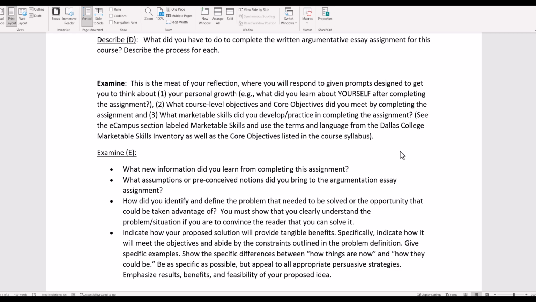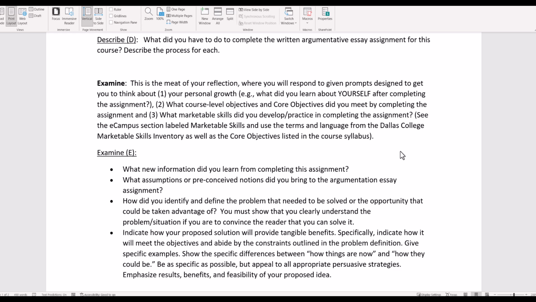Here's where you're going to use the documents, the marketable skills, and your course objectives that are listed in the course syllabus. What new information did you learn from completing this assignment? What assumptions or preconceived notions did you bring to the argumentation essay assignment? How did you identify and define the problem that needed to be solved or the opportunity that could be taken advantage of? You must show that you clearly understand the problem situation if you're to convince the reader that you can solve it.